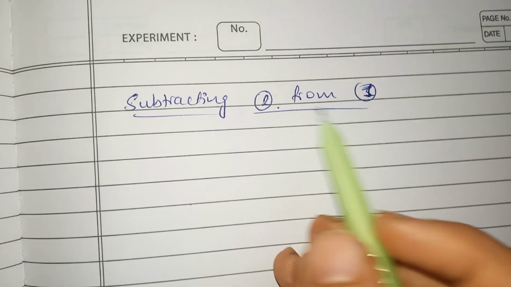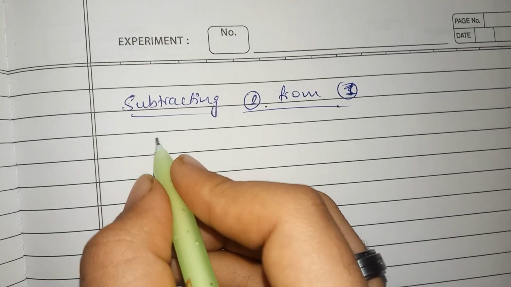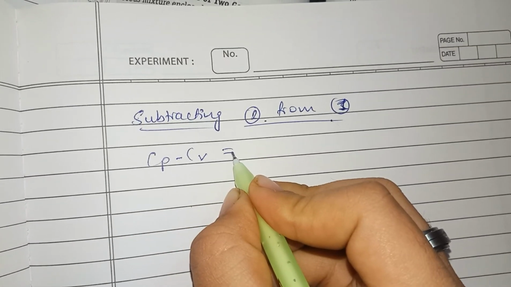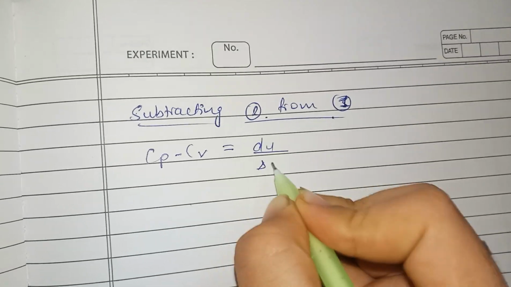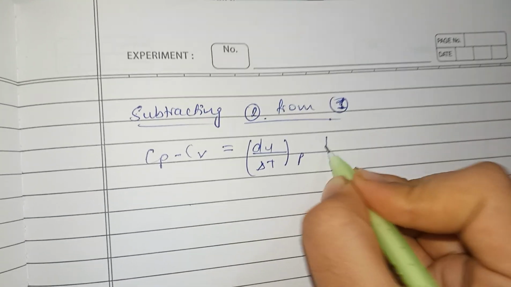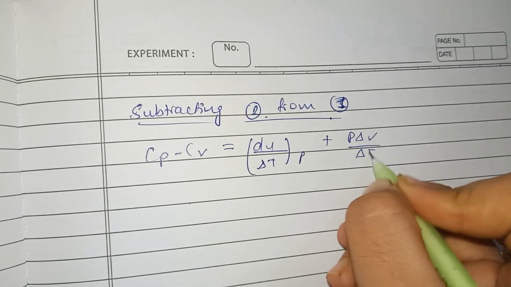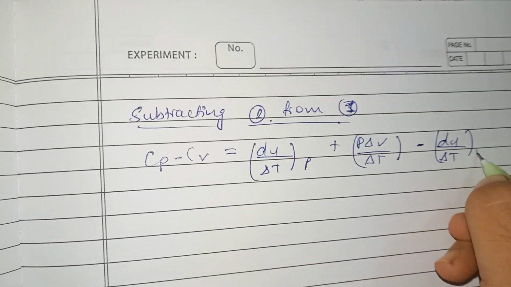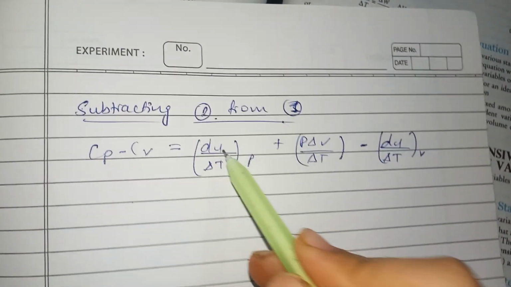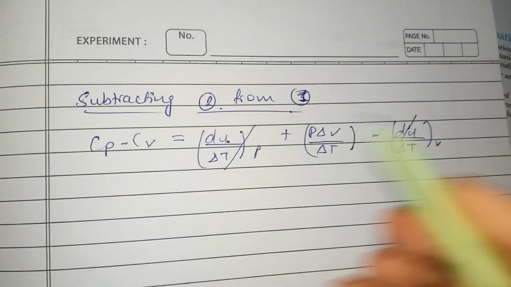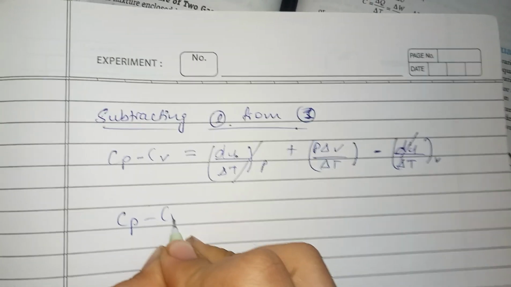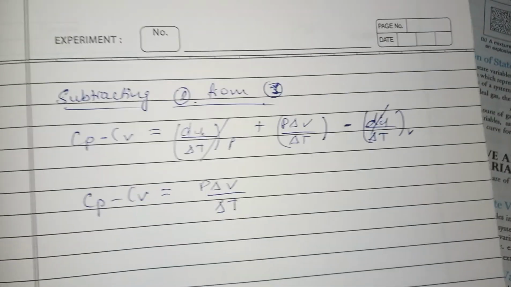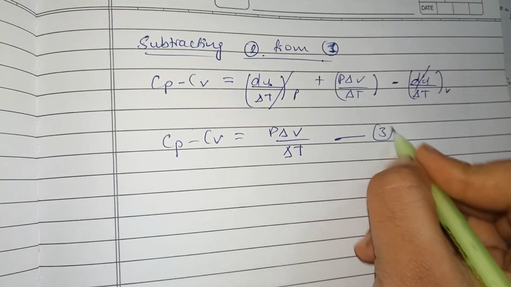Subtracting equation 2 from 1, we have Cp minus Cv is equal to dU upon delta T minus dU upon delta T at constant volume. Now these terms will be cancelled, and what we will have is Cp minus Cv is equal to P delta V upon delta T. Let this be equation number 3.